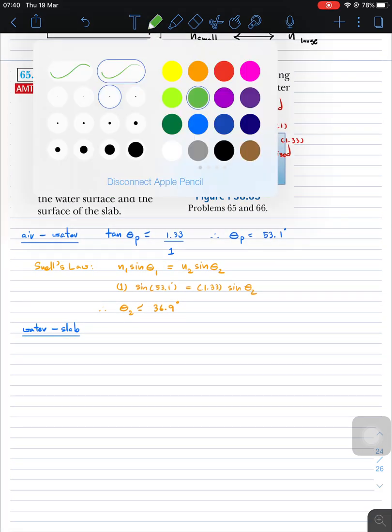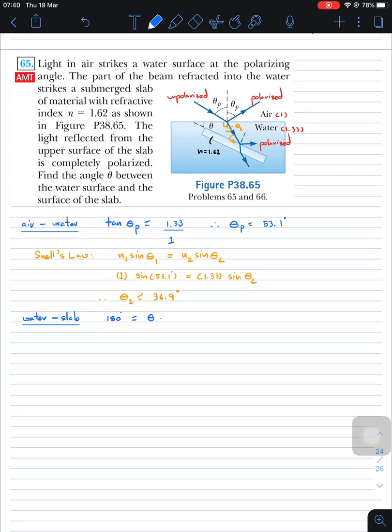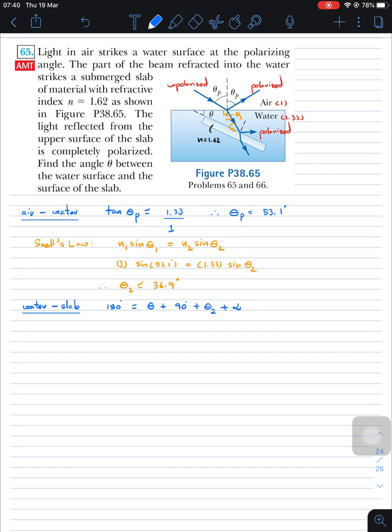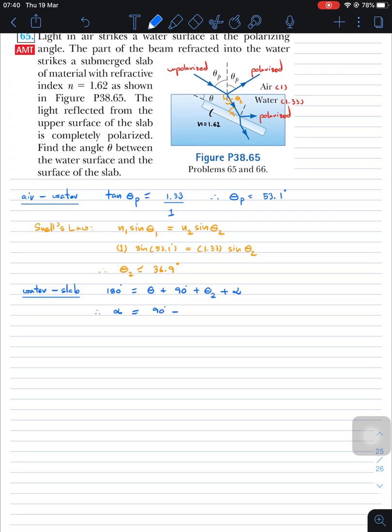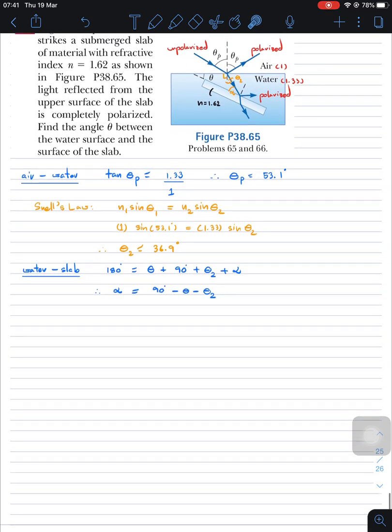Okay, so let's do it. We have 180 degrees equal to theta plus 90 degrees, plus theta 2, plus alpha. So here we can get that alpha is going to be equal to, we just move everything to the left hand side, 90 degrees minus theta minus theta 2. Theta 2 we know already, equal to this one, right? But theta we don't know yet.